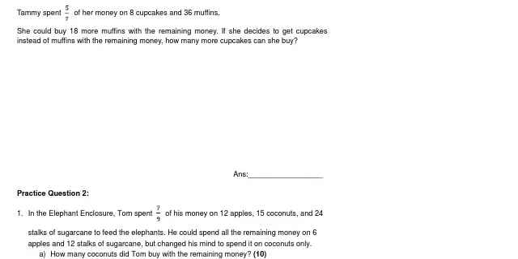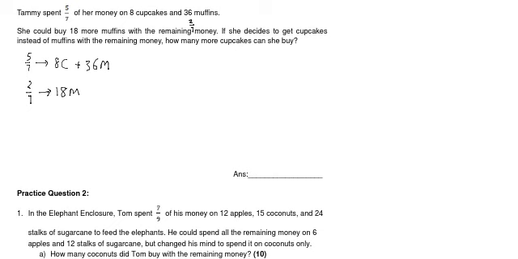Next. Tammy spent 5/7 of her money on 8 cupcakes and 36 muffins. So 5/7 get her 8 cupcakes. It's C for the cupcakes. And 36 muffins, so 36 M for muffins. She could buy 18 more muffins with the remaining money. What is the remaining money? It must be 2/7, right? Because 1 whole minus 5 over 7 gives you 2 over 7. So 2 over 7 will get her 18 muffins.